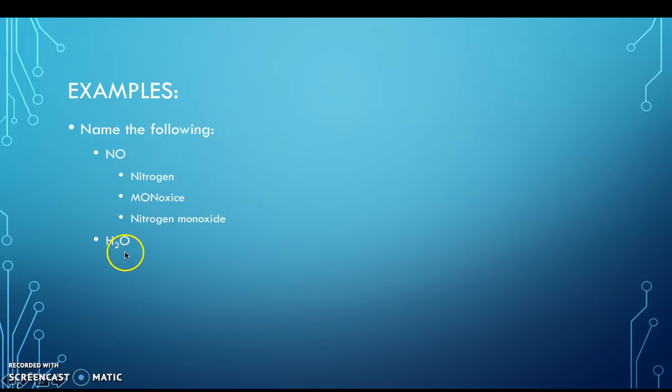For H2O here, we have H is hydrogen. There are 2 of them, so that means we're going to write dihydrogen. O, there's only 1 of them, so we're going to write monoxide. Now we have dihydrogen monoxide. Now notice that I didn't put a mononitrogen up here. I just put nitrogen. We only put the mono on the second element.